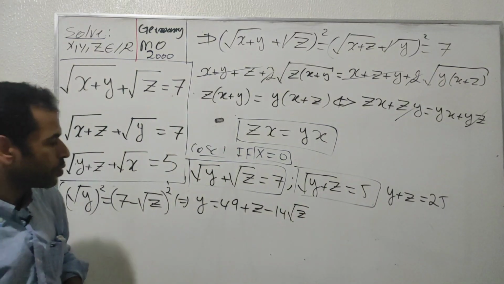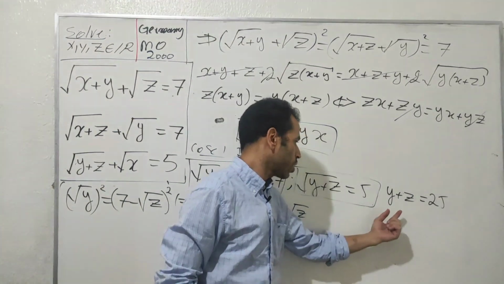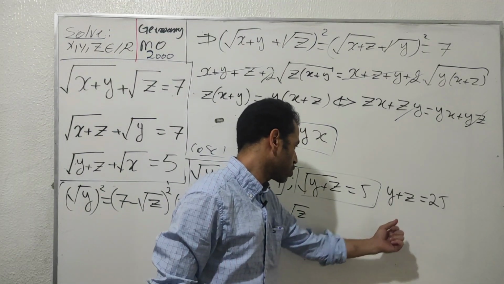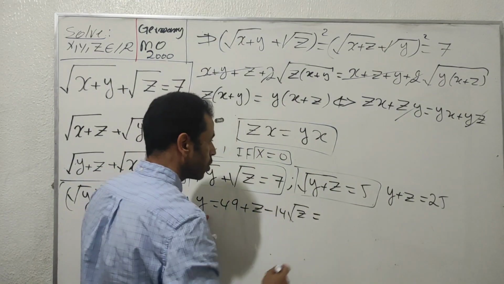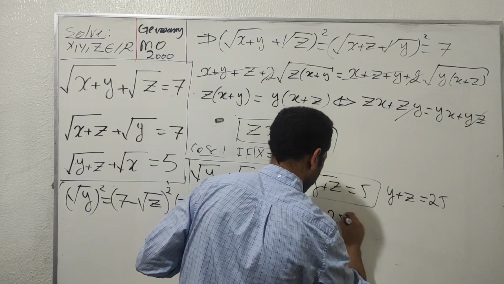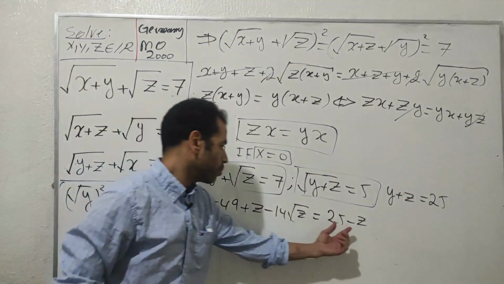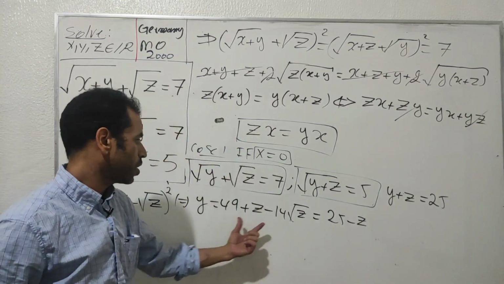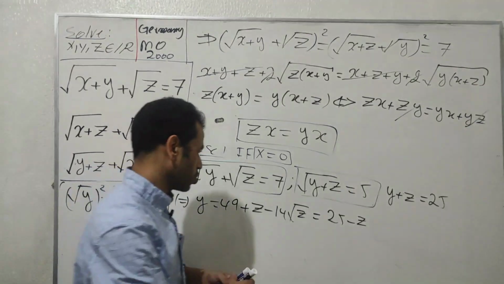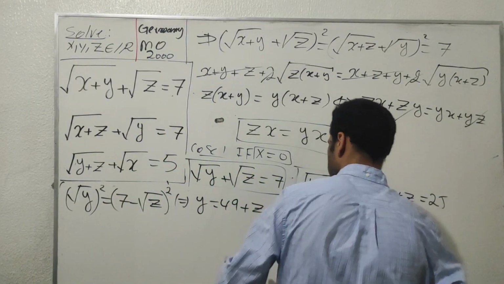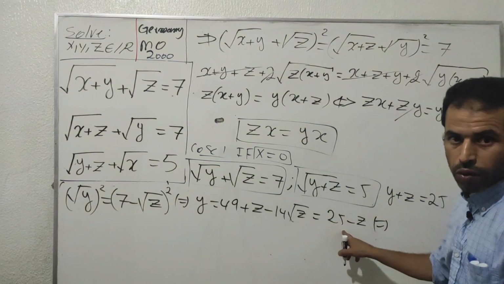The next thing, since we get this relationship between y and z, I'm going to put y equals 25 minus z. Then move these two terms to the left and move this 14 square root of z to the right and see what it gives us. If I do that, I will have 49 minus 25, which is 24.